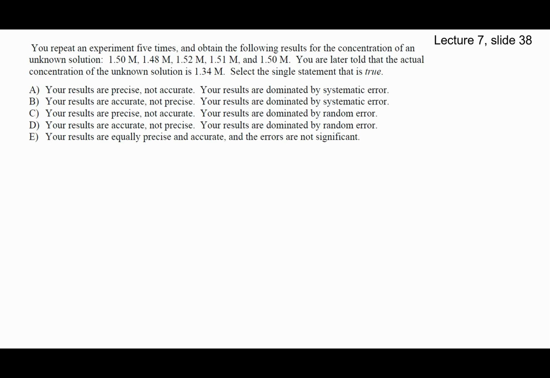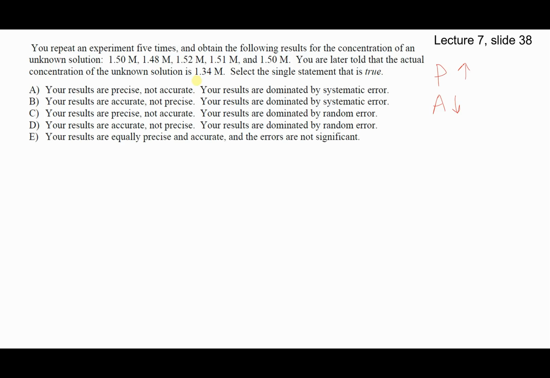Well, what do we have? We have a series of measurements that are very tightly clustered around 1.5, which means we have good precision, right? Our precision is good. But we are way off the target, so our accuracy is poor. So let's look at our answers.